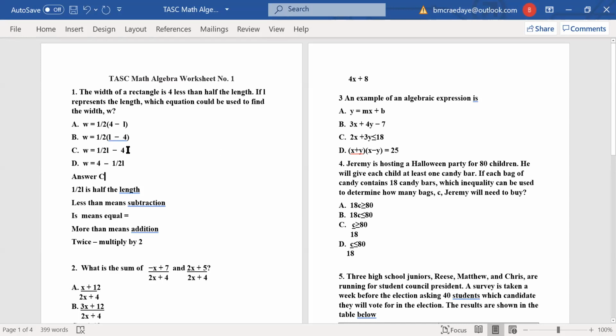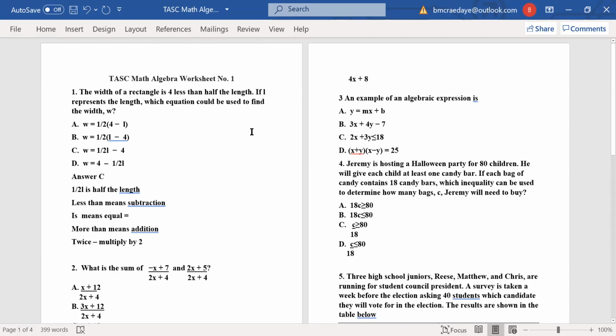You see the difference? This is saying take 4 from the length and then take 1/2 of it. But that's not what this is saying. It says 4 less than, that means 4 subtracted from half the length, which is what C says. 4 subtracted from half the length. So you see the difference? So it has to be C. Okay, answer has to be C.